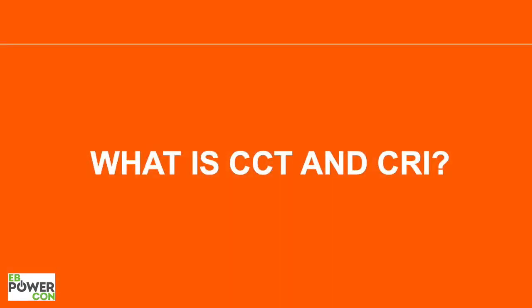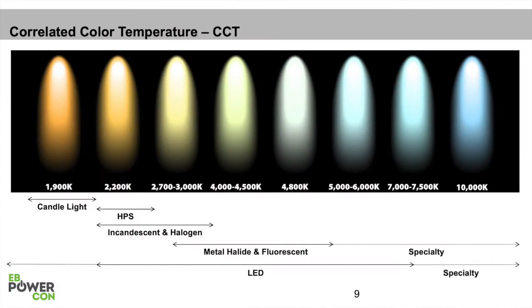So now, what is correlated color temperature and color rendering index? Those are two terms that people talk about as well in the lighting world. If you were to look at a candle, candle light would be very warm. You see that golden glow. So in a correlated color temperature, or CCT as we call it, it would be in that warm color range, 1900 Kelvin. So the temperature is calculated in degrees Kelvin.